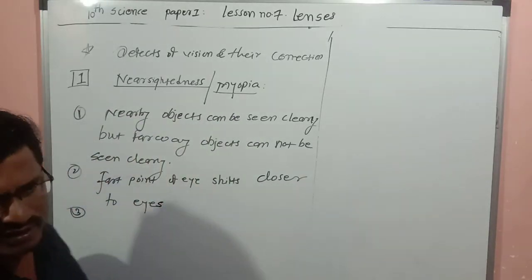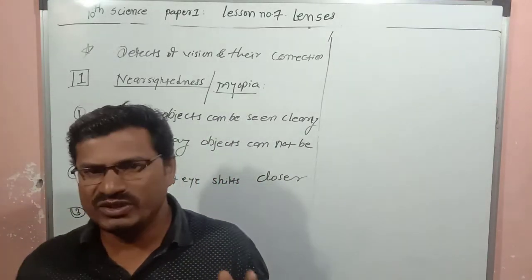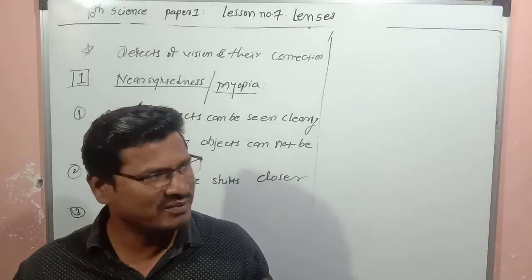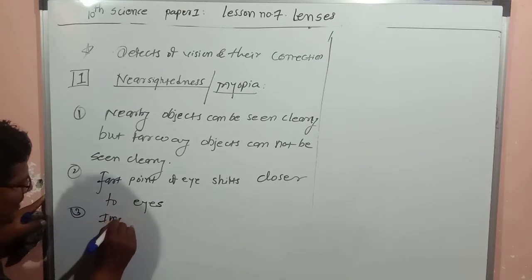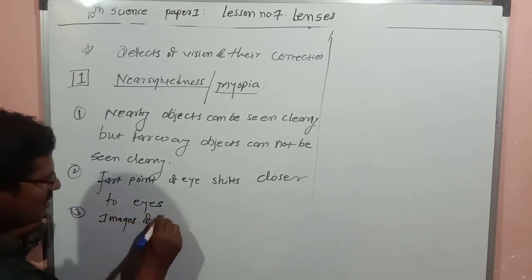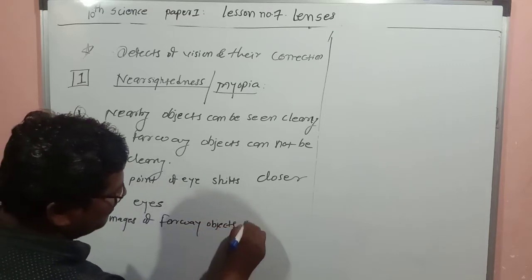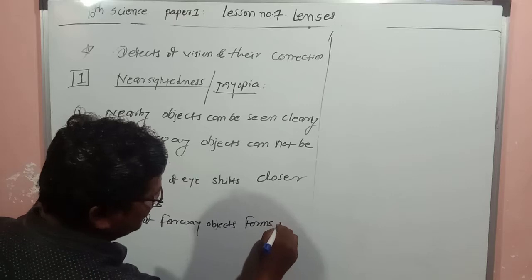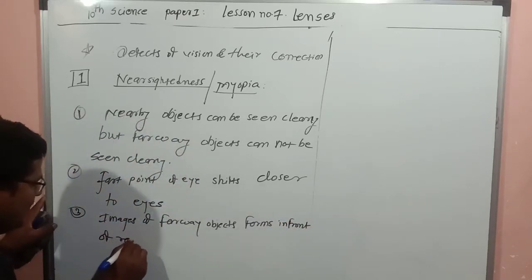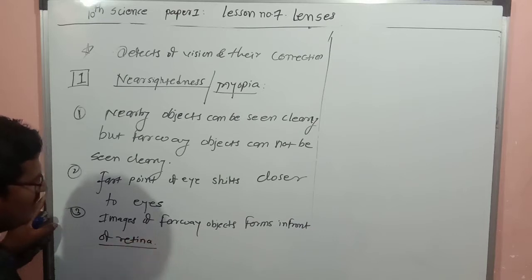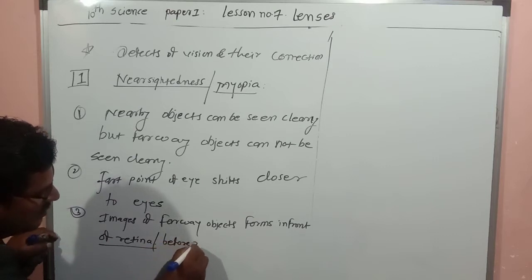Third point is, the image of faraway objects forms in front of the retina, or before the retina.